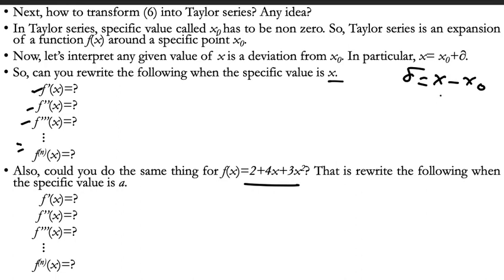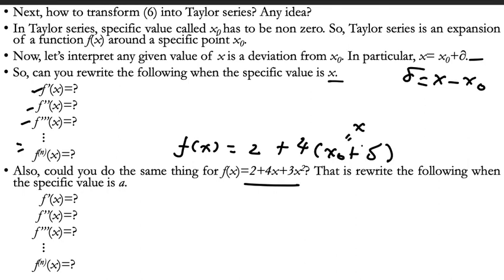Okay, if you try to write it in this form, so it becomes what? f(x) equals 2 plus 4(x0 plus delta), isn't it? Because x is now represented by this, and we have some deviation here which is given by delta, plus 3 times (x0 plus delta) squared. Okay, so this is for f(x).